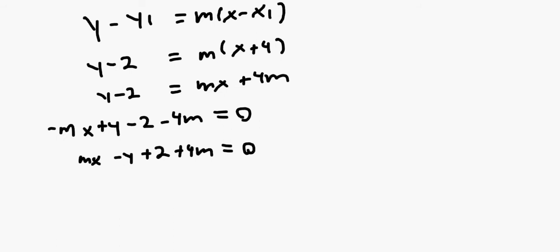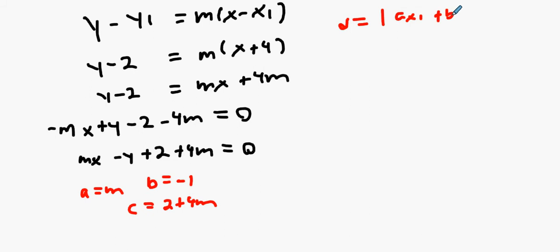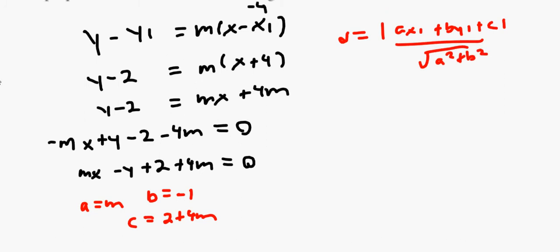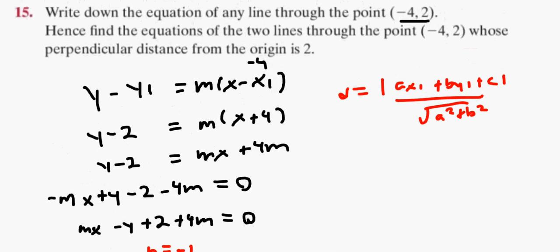Now what's your A value? Your B value? Your C value? Or 2 plus 4m? Same thing. Write down the D formula. D equals AX1 plus BY1 plus C all over the square root of A squared plus B squared. So, what's the distance? D is 2. What's the X1, Y1 value? 0, 0. Should be easy money now.